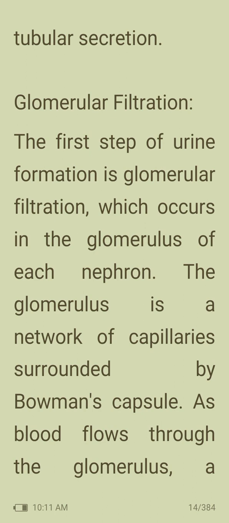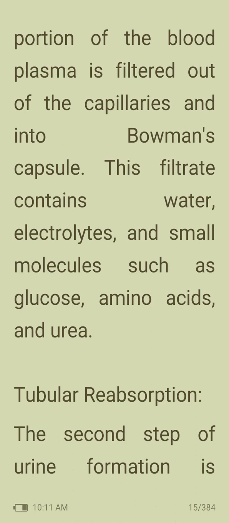The glomerulus is a network of capillaries surrounded by Bowman's capsule. As blood flows through the glomerulus, a portion of the blood plasma is filtered out of the capillaries and into Bowman's capsule. This filtrate contains water, electrolytes, and small molecules such as glucose, amino acids, and urea.